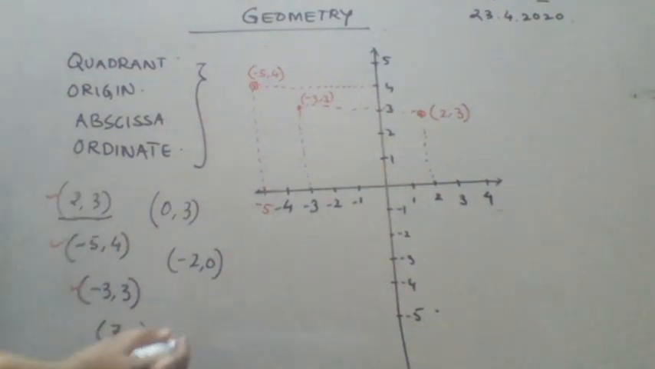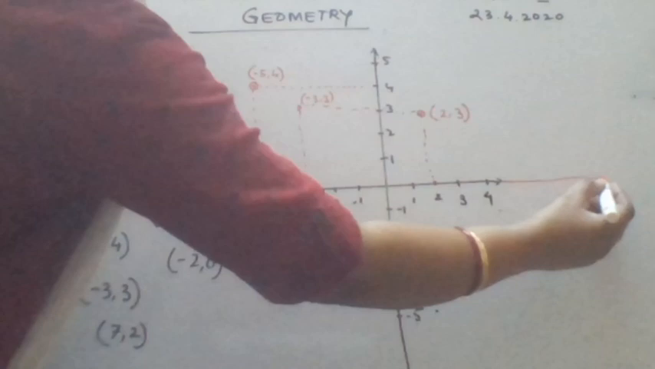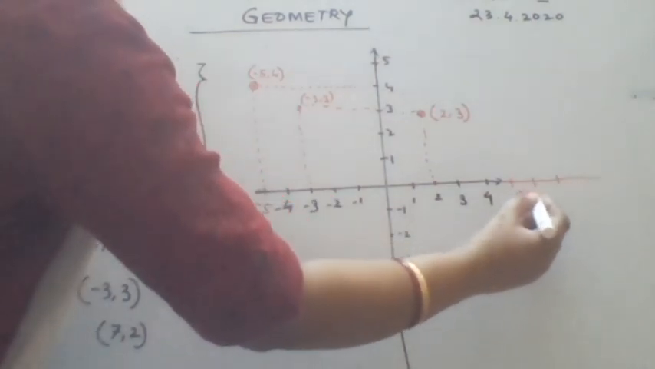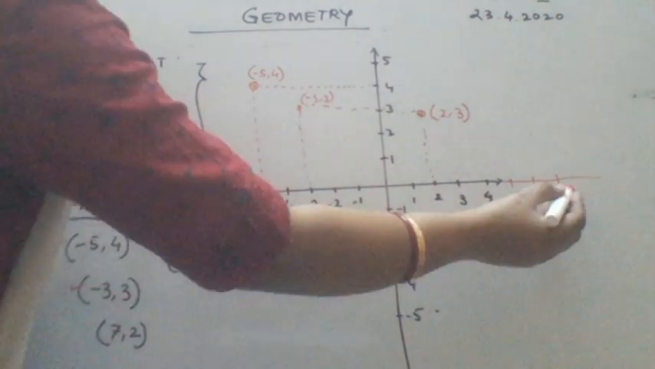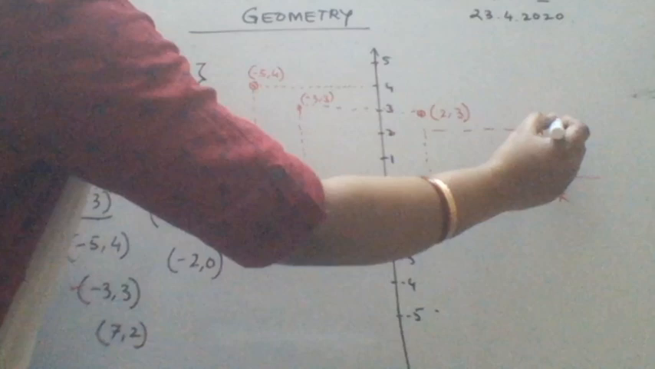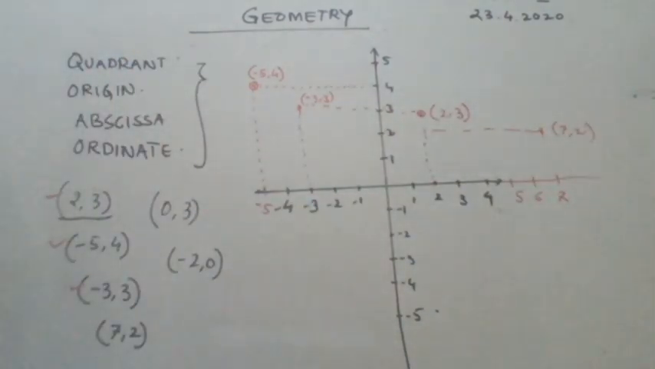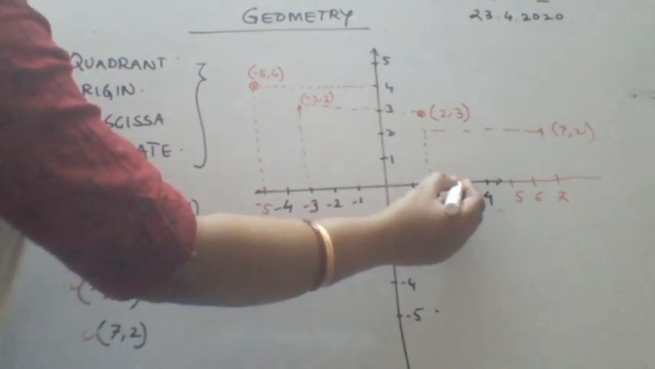And then (7, 2). This is your x-axis. This is 5, 6, 7. 7 is this and this is your 2. So this point is (7, 2). Right? And then this also we have done, (0, 3). So x is 0, y is 3. This point.